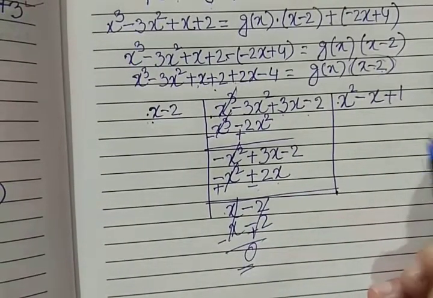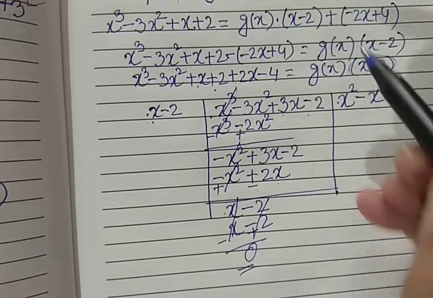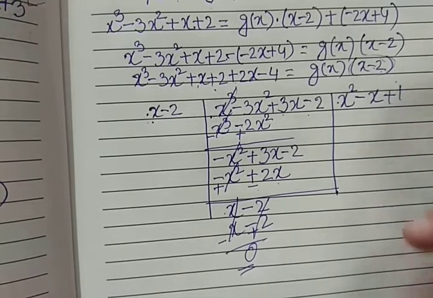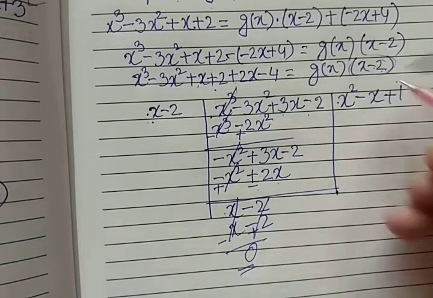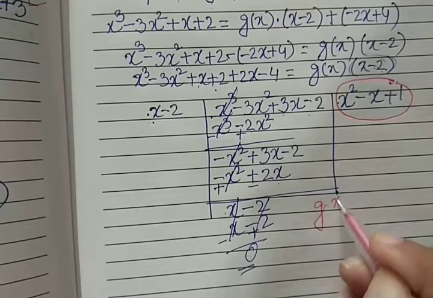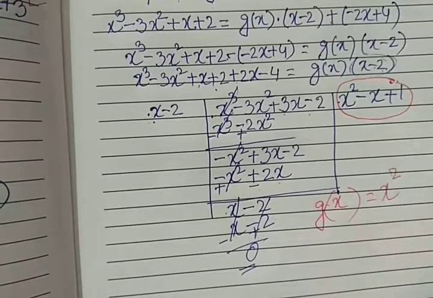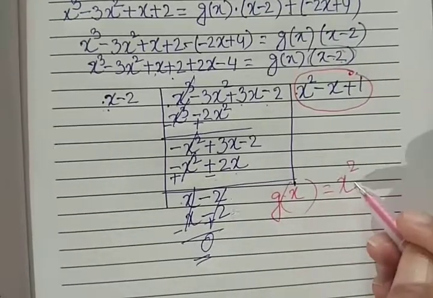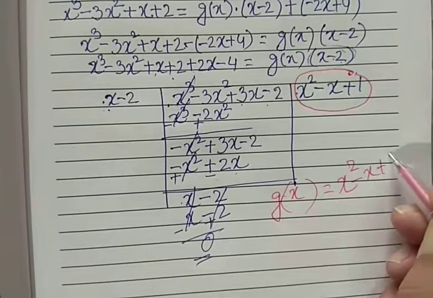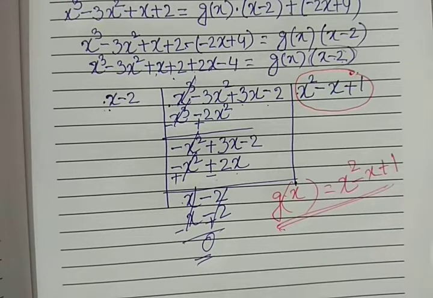So your g of x is equal to what? This one. What is this? g of x. So g of x is equal to x square minus x plus 1. I think you understood how to solve if this type of a question is given.